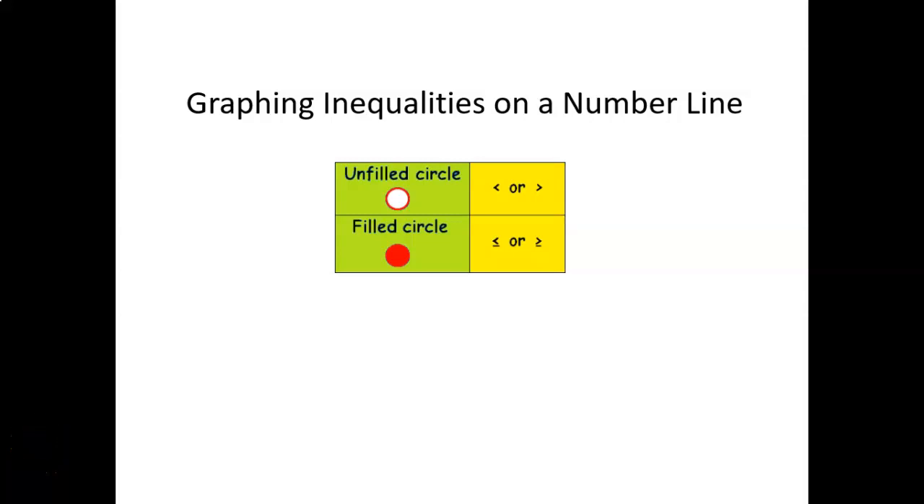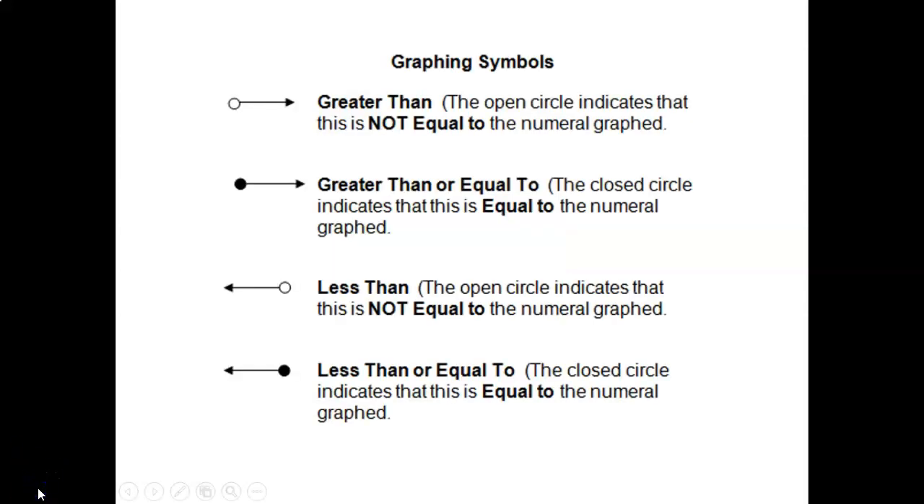So today we're going to continue with inequalities, and we're going to graph inequalities on a number line. These are the graphing symbols that we use. They're lines and they have a circle. And you'll notice that some of the circles are empty or open and some are closed or filled in. The ones that have an or equal sign are the ones that are filled in, and the ones that are empty are the ones that are not or equal to.